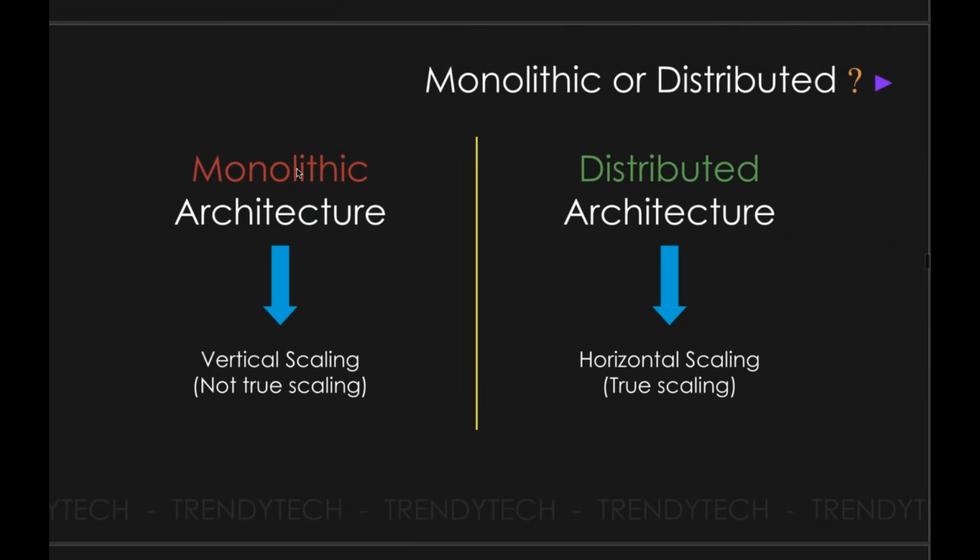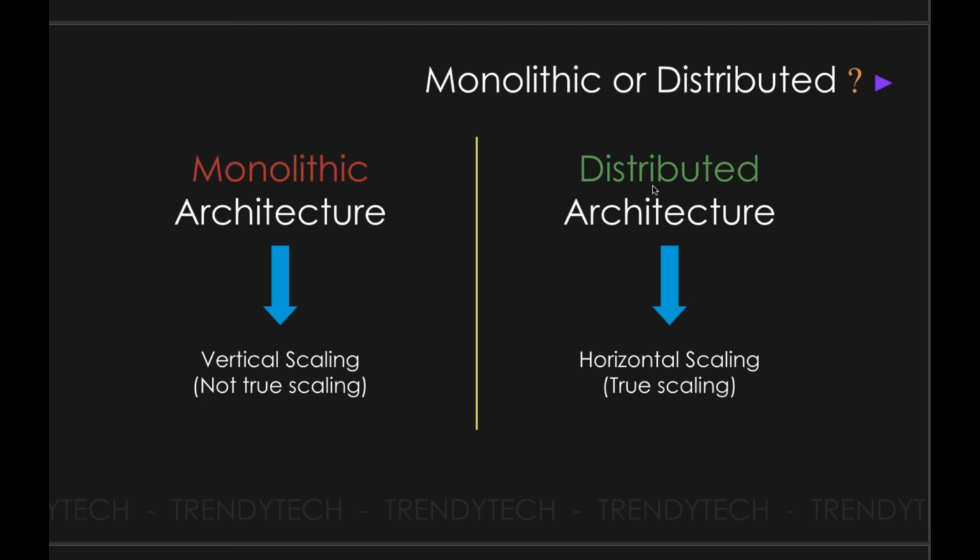So you can see this monolithic architecture, and when we keep on dumping resources to a single machine, we call it vertical scaling, because vertically we are trying to add more and more resources. And this is not true scaling, by the way, because after a certain point there is a dip in performance.